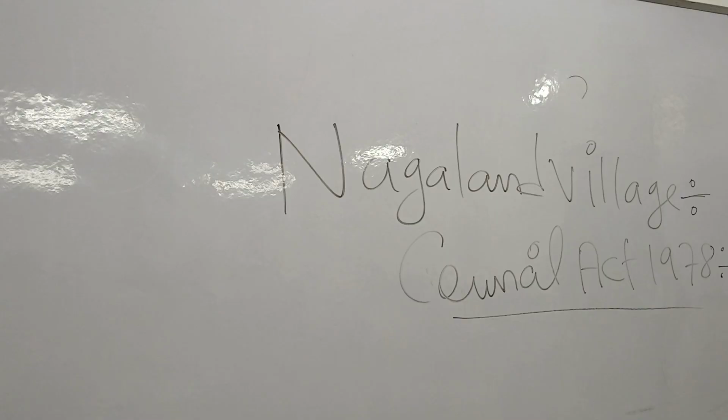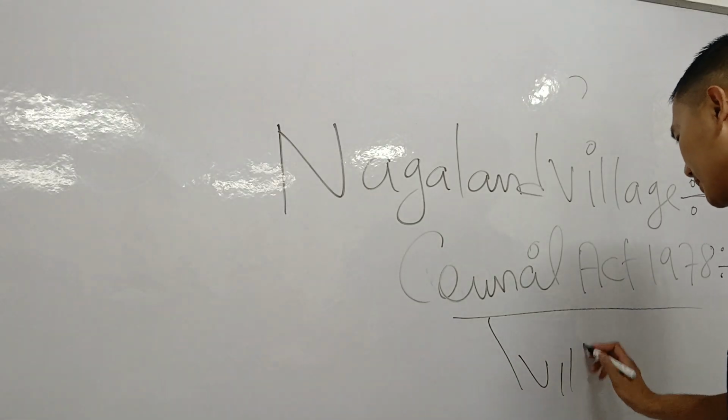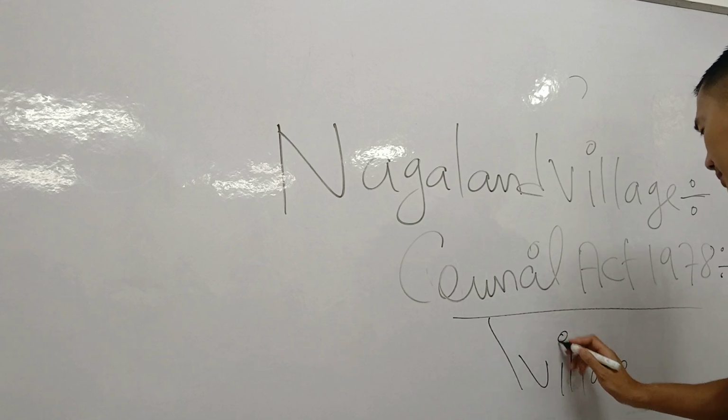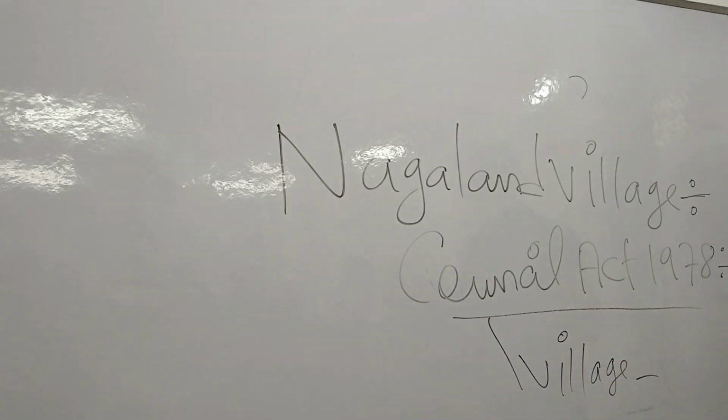The Nagaland Village Council Act 1978 is all about the creation of a village. If you create a village, it is compulsory to establish a village council, and it is the village council that establishes the VDB, the Village Development Board, which we're going to study today. We will see what the qualification is to form a new village, how the village council is formed, and how the VDB is formed.